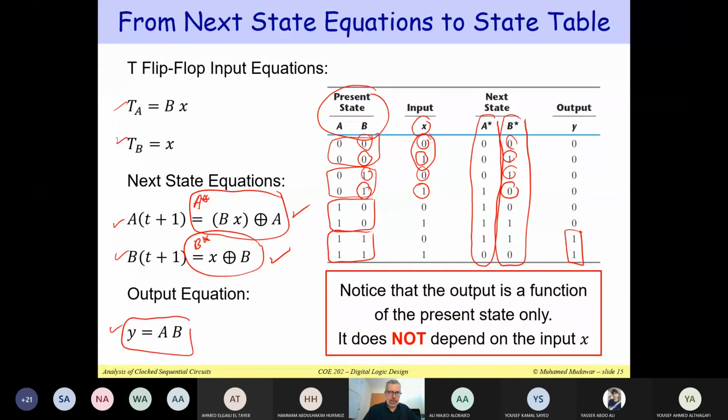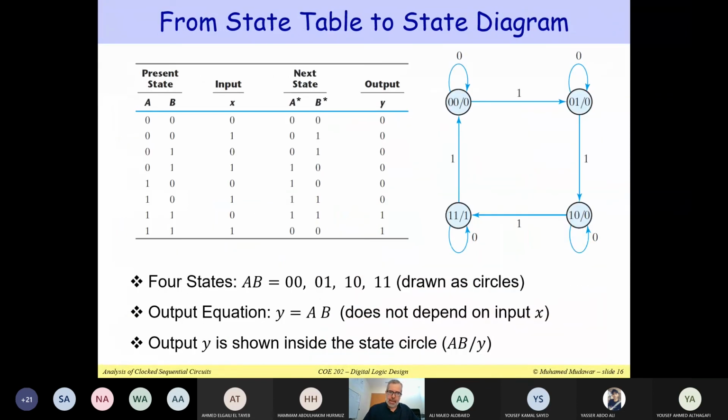Now we have the state table. All we need to do is draw the state diagram from the state table. The state diagram here is simple to draw because we only have 4 states. So here we have AB, which can be 0,0, 0,1, and so on. I'm just copying from the previous slide. So we have these 4 states. You can see them here, here, here, and here, right?